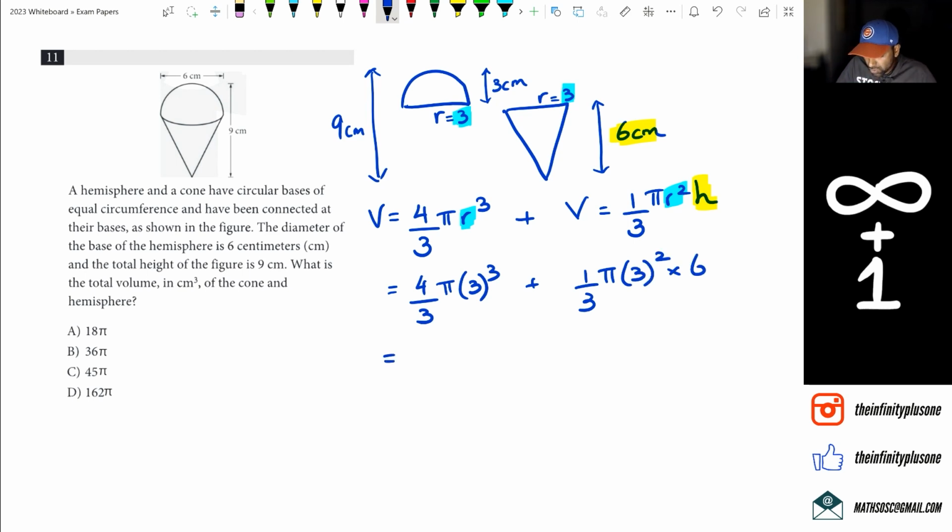So what do we got? 3 squared. I mean, we could actually make this 3 squared. Let's do that. So then we've got 9 times 4, which equals 36 pi, plus we are going to lose one of the 3s there, and we've got 6 times 3, which happens to be 18 pi.